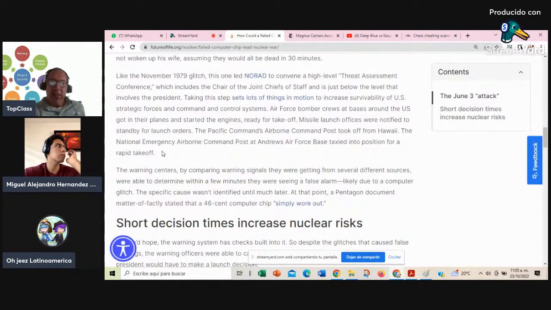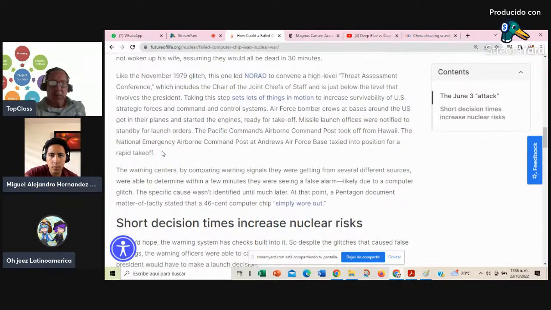This one led NORAD to convene a high-level threat assessment conference, which includes the chair of the Joint Chiefs of Staff, and it's just below the level that involves the president. Taking this step sets lots of things in motion to increase survivability of U.S. strategic force and command and control systems. Air Force bomber crews at bases around the U.S. got in their planes and started the engines, ready for takeoff. Missile launch officers were notified to stand by for launch orders.